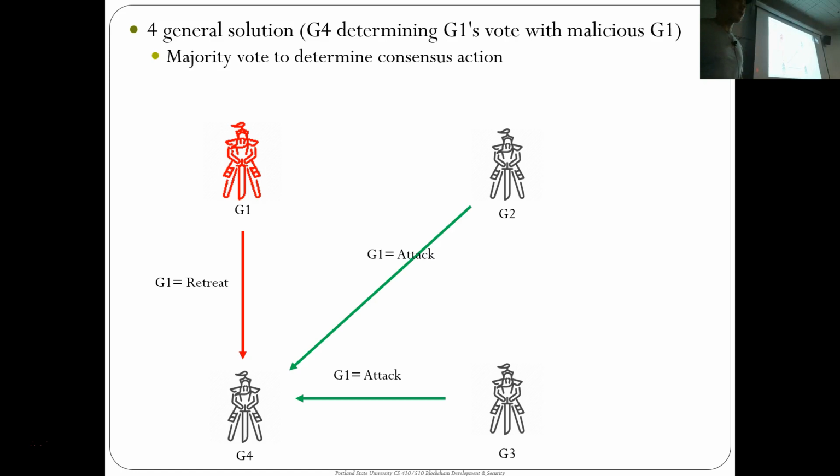Okay. Are there any questions about Byzantine agreement and why you need a certain number of replicas to get this thing to work? That's all I'm looking for here.